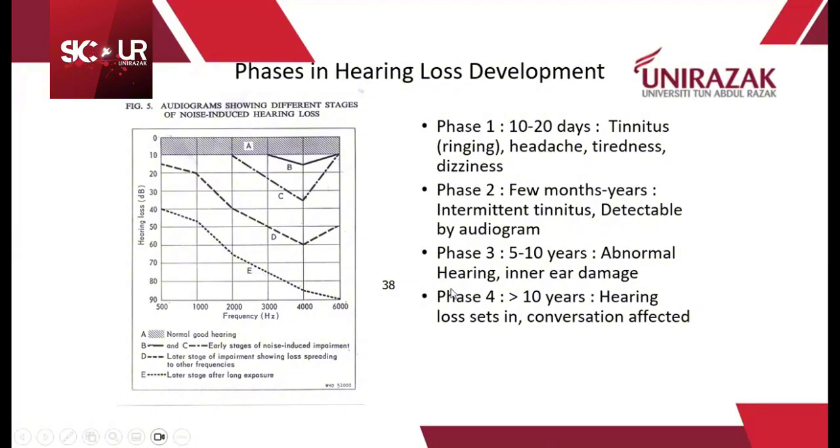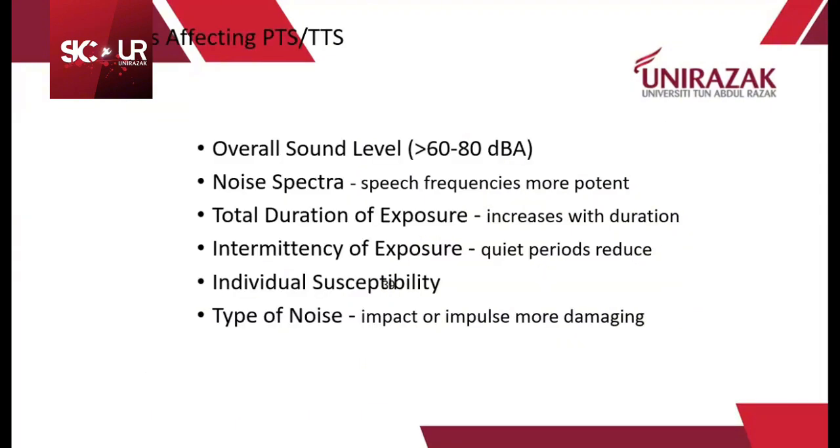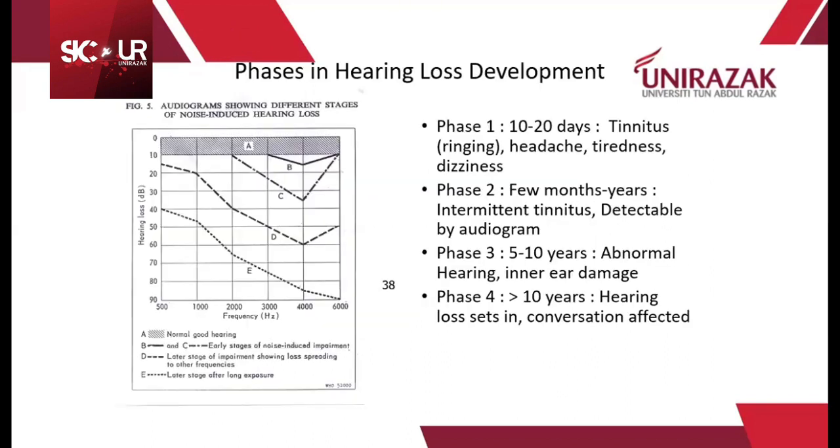So fasa yang ketiga, around 5 ke 10 tahun, abnormal hearing, inner ear dah damage. Fasa keempat, lebih daripada 10 tahun, hearing loss set in, conversation affected lah. So dia tak dengar pun, so dia perlukan hearing aid dan sebagainya. Factor affecting PTS, permanent threshold shift dan temporary threshold shift. Threshold shift ni dia punya perubahan. So kalau nak tengok, dia lebih ke bawah, ke bawah, ke bawah tu, dia punya threshold dah bertukar lah.